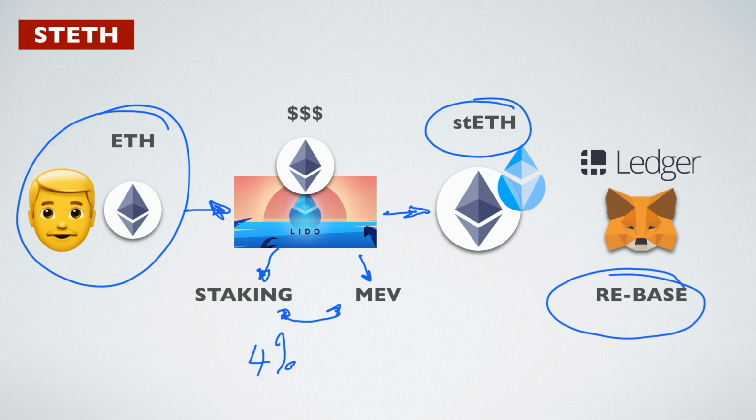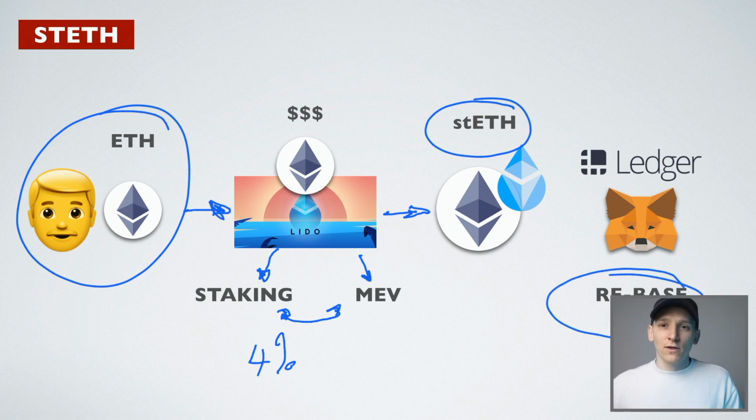It's a rebase token. What this means is that you don't earn yield by having a higher value of the coin. If you hold it in your wallet, you actually get more coins over time. So if you hold one staked ETH, and you hold it for 12 months and the 12 month APY is 4%, you now have 1.04 staked ETH. So you should see this in your wallet, that you get more staked ETH over time. Even though the value of each staked ETH is the same, you get more of them through this rebasing method.